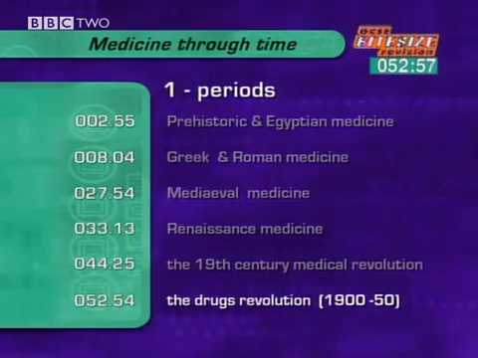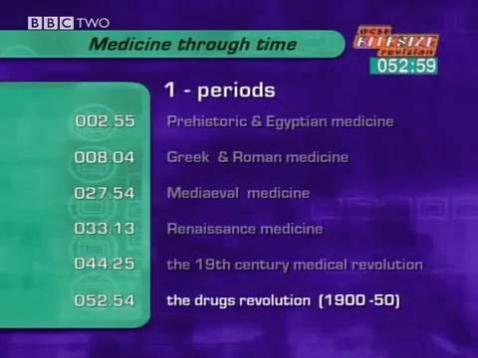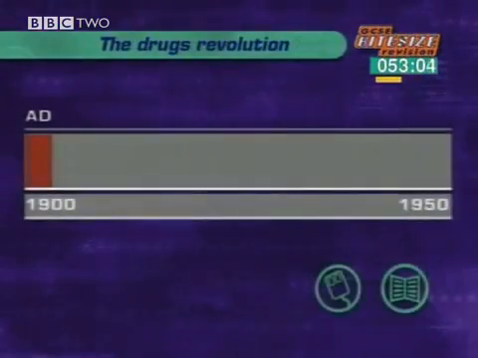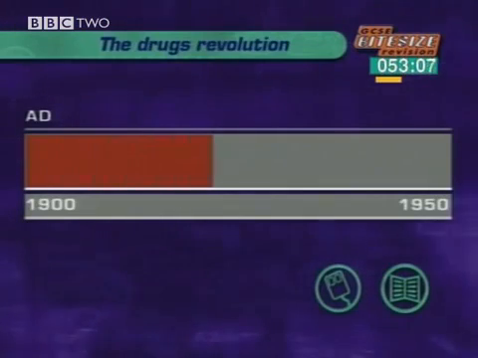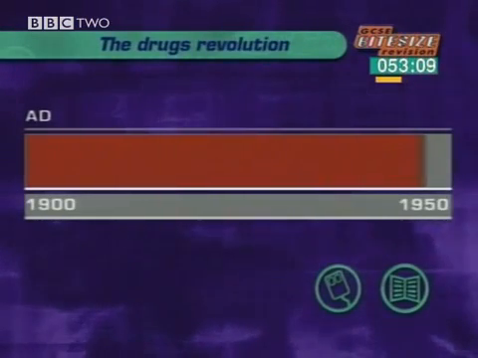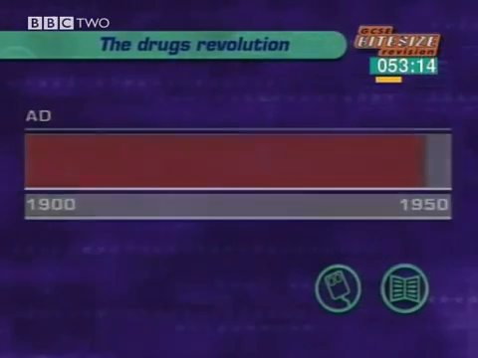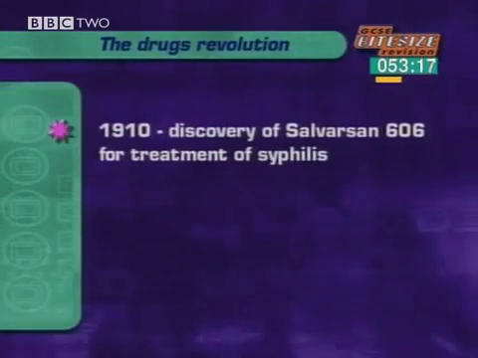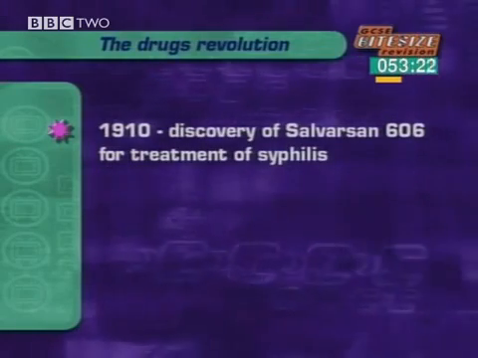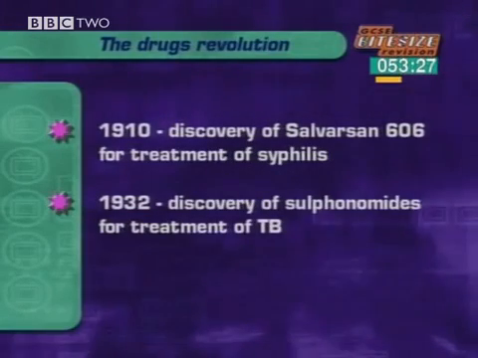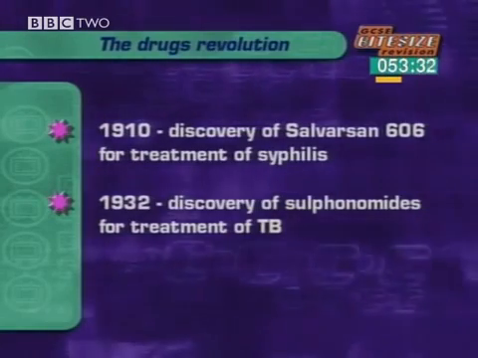Now we move on to the drugs revolution from 1900 to 1950. The early 20th century was a time of revolutionary new developments in the use of drugs to fight disease. Drugs which could destroy certain germs without harming anything else in the body. In 1910, the German scientist Paul Ehrlich developed an effective treatment for the killer disease syphilis, a drug called Salvarsan 606. 1932 saw the first breakthrough in the treatment of the dreaded tuberculosis, a chemical antibiotic called sulfonamide.